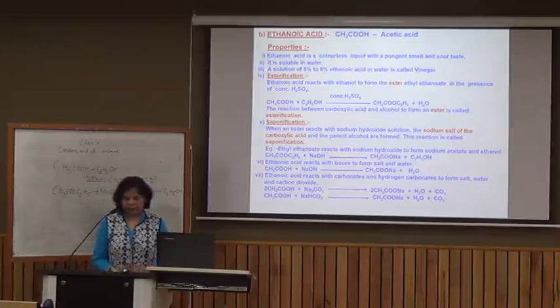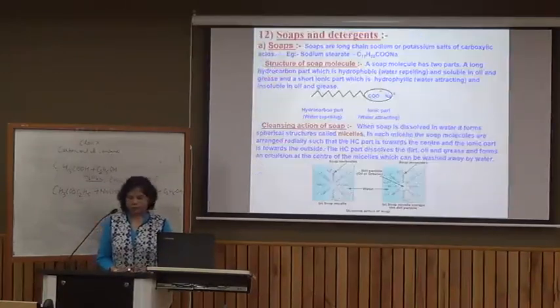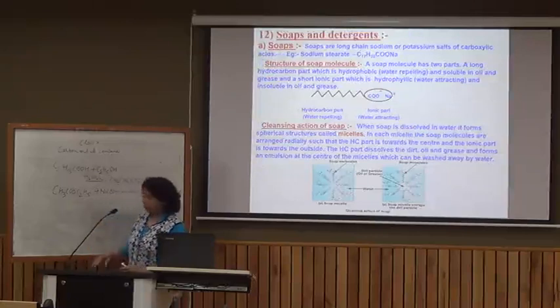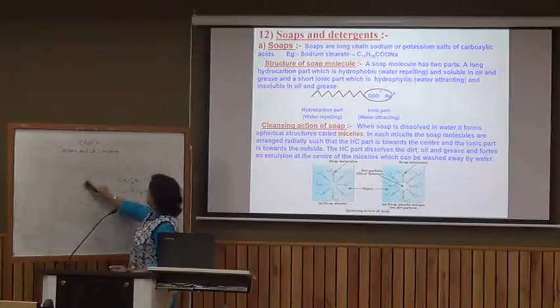The remaining chemical properties I have already discussed with you: it undergoes reaction with a base forming salt and water, and with metal carbonates or bicarbonates. Now, as I discussed with you, this process is called saponification. So the important compounds of carbon are soaps and detergents also. Let us study about soaps and detergents.